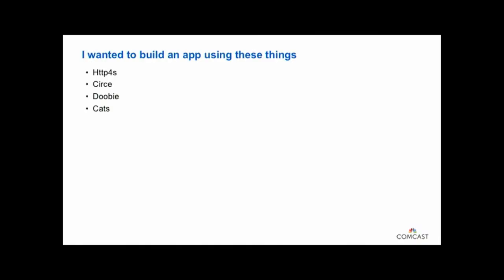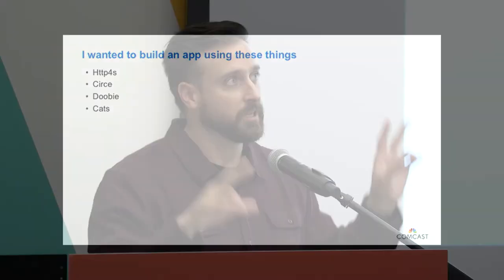So this transitions to something: about a year ago I wanted to build an application. I have an application built in Spray that I need to migrate. And there's this emerging type-level stack. I don't know if everybody loves that term stack, but a stack where http4s is for REST, Circe for JSON, Doobie for database access, and Cats. And so I wanted to build an application using the stack. But there was no template out there, right?